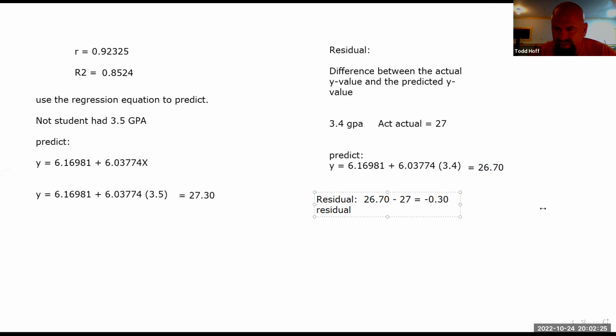That's just saying our predicted value was 0.3 of a point below the actual ACT score. And the whole point of this linear regression, this least squares linear regression it is called, is to minimize those residuals. So this is the regression equation model that will give the smallest total residuals for our values. But when you're asked for residuals, that's what it's asking for: simply find the predicted value and compare it to the actual value for each X or input value in this relationship.